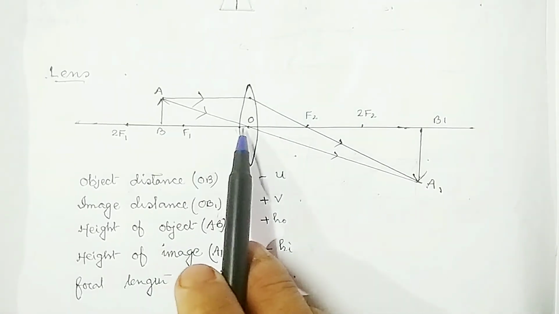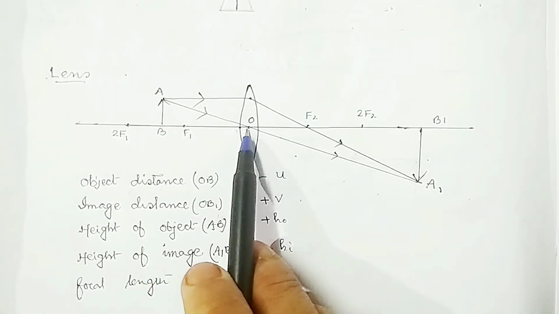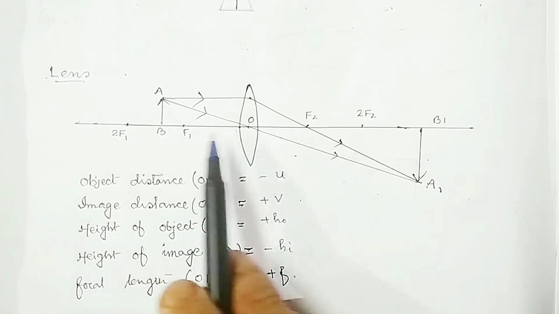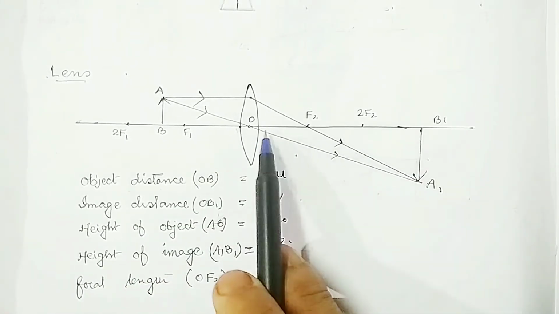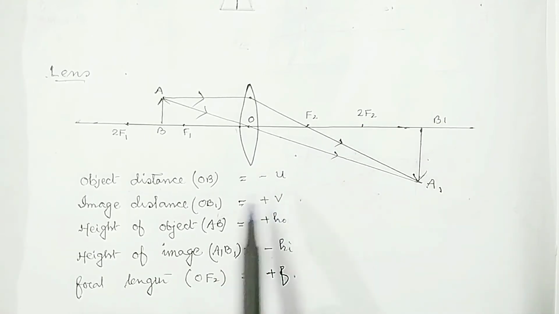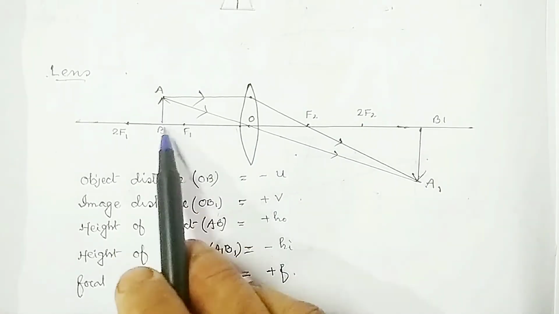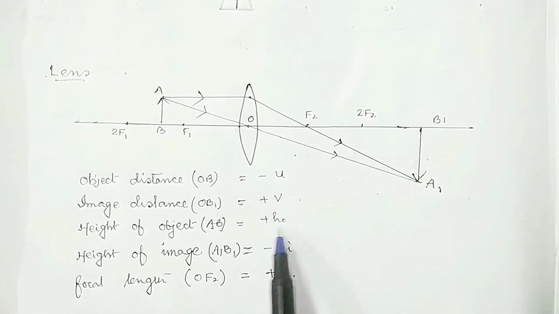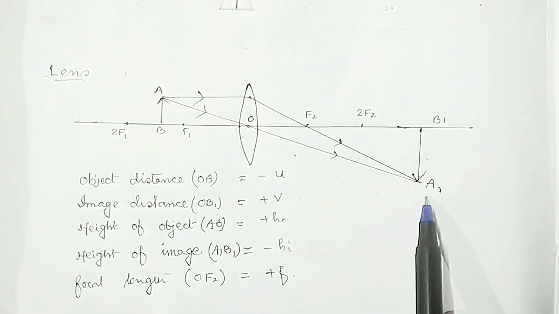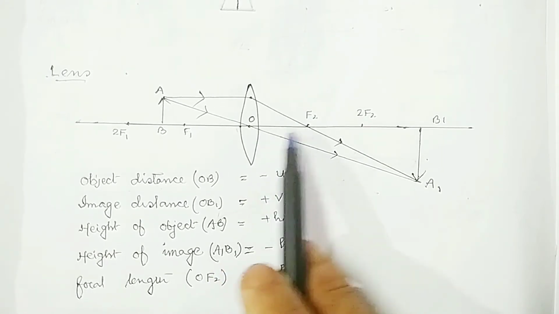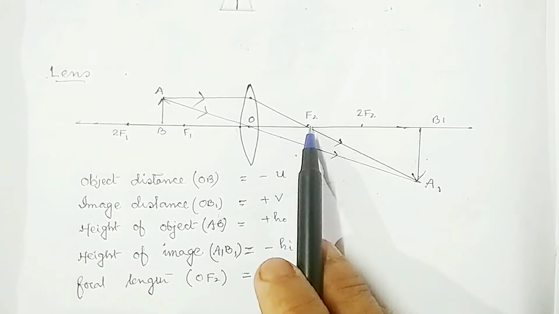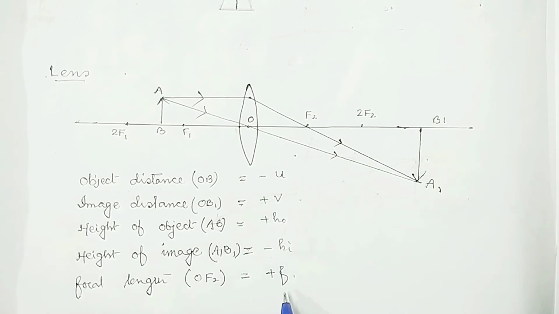Since the object is on the left side of the optical center, the object distance will be negative. Since the image distance is on the right side of the optical center, it will be considered positive. The object is above the principal axis, so it is positive. The image is below the principal axis, so it will be negative. And since OF2 is the focal length and it is on the right side of the optical center, it will be taken as positive.